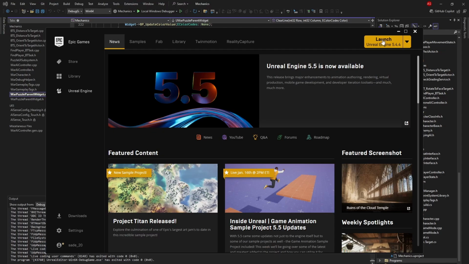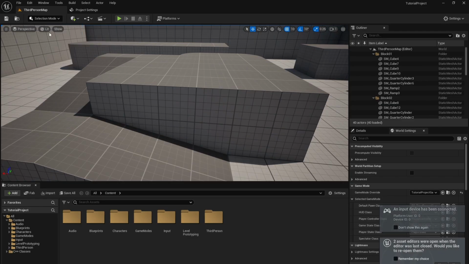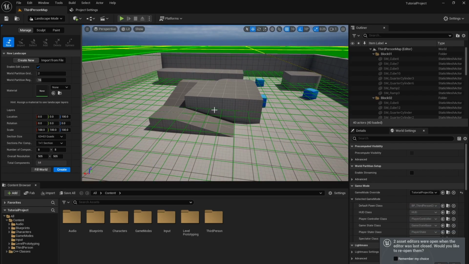So this video I made out of pure frustration, which I got from designing my levels. I opened Unreal Engine today and changed the mode from selection mode to landscape mode, and my mind went totally blank. I didn't know what I was doing. I didn't know what I needed to do next, and it was totally demotivating for me.